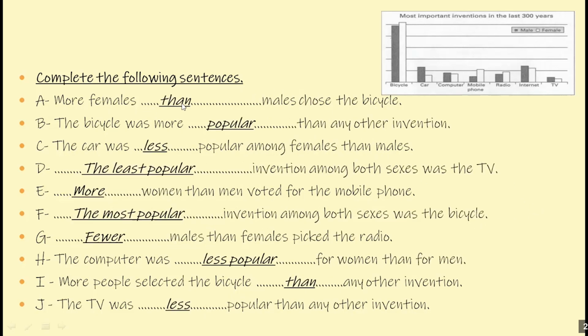More females than males chose the bicycle. The bicycle was more popular than any other invention. The car was less popular among females than males. The least popular invention among both sexes was the TV. More women than men voted for the mobile phone. Right? The most popular invention among both sexes was the bicycle.